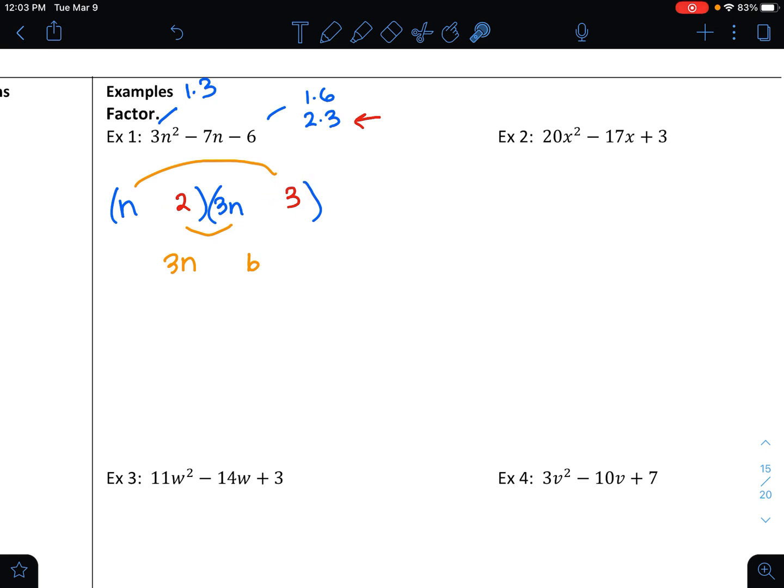All right, so here's what I'm going to do. I'm going to take that away, and I am going to switch where 2 and 3 are located.